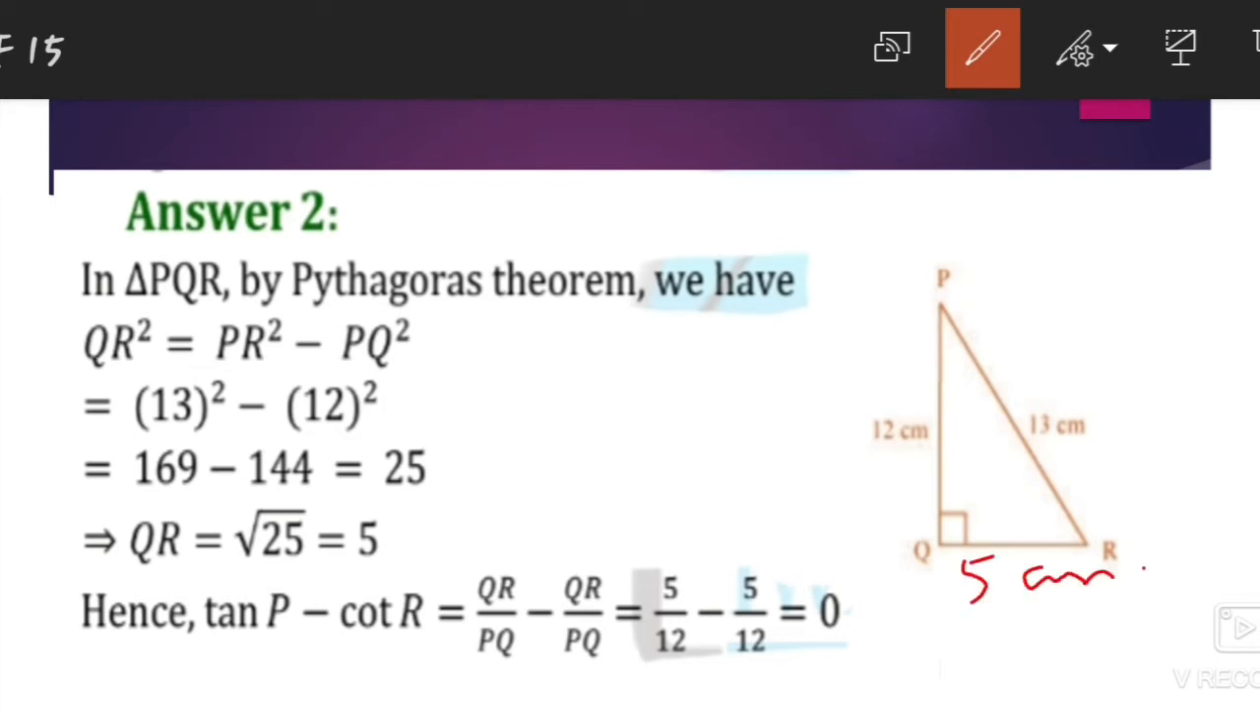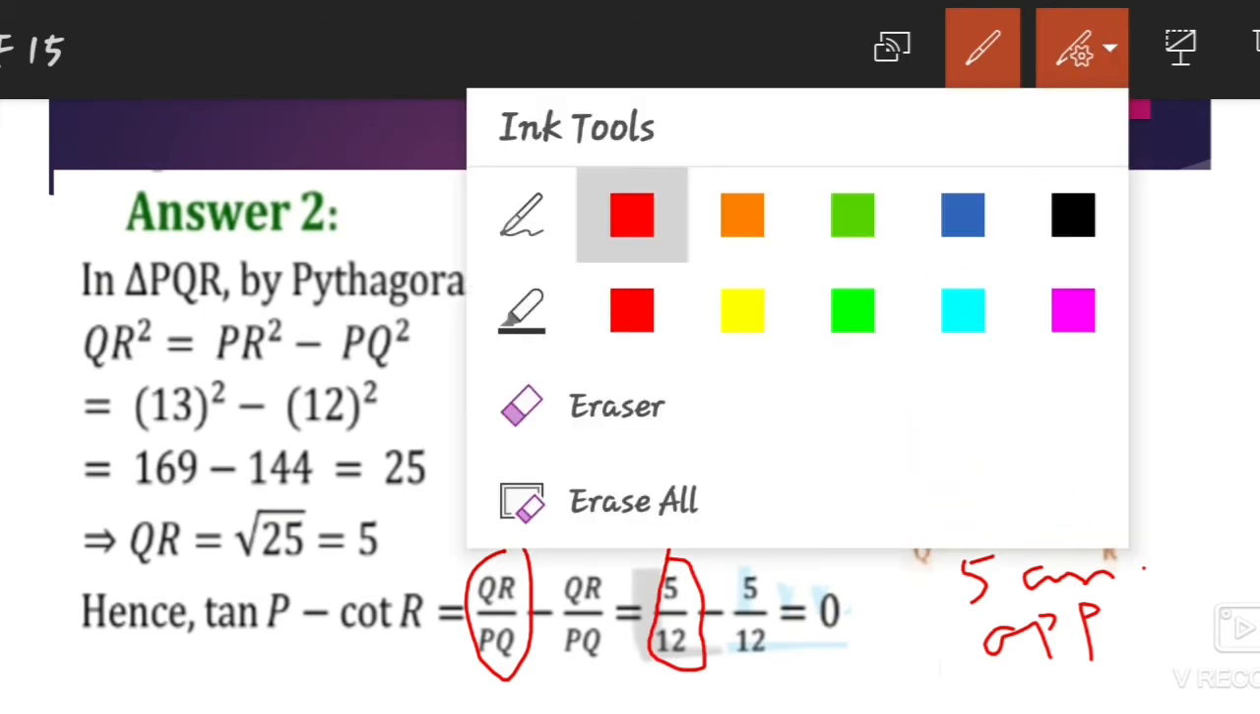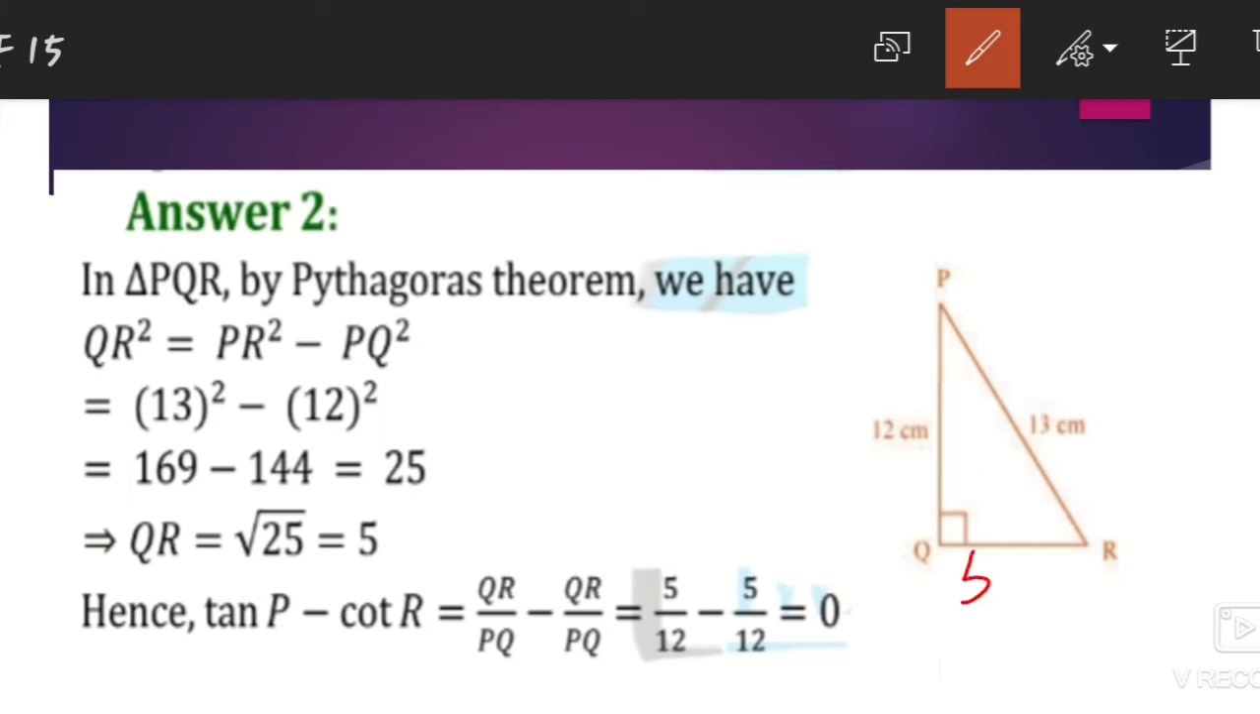Now you have to find tan P. When you are considering tan P, the angle P is acute angle. Since P is acute angle, this will be the opposite side and this will be the adjacent side. Now what is the formula for tan? The formula was opposite by adjacent, that means QR by PQ. Now put the value of QR and PQ, it will be 5 by 12. So you got the value of tan P, which is 5 by 12.